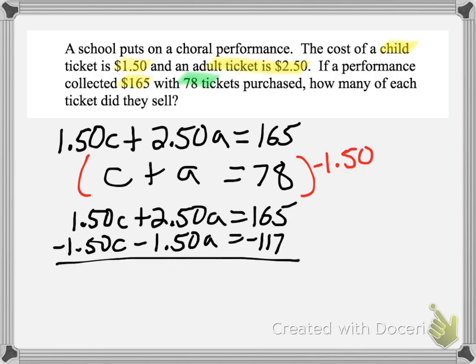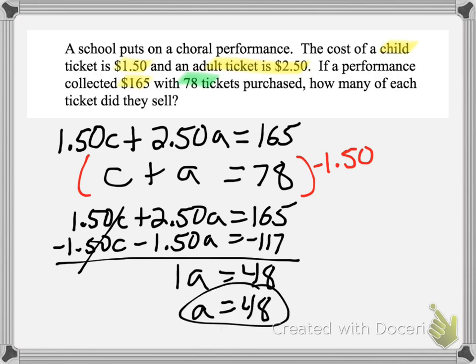Well, now I have my opposites. Those cancel. 2.50 minus 1.50 would just give me $1. And 165 minus 117, which would give me 48. So in this case, A is equal to 48. I actually sold 48 adult tickets. So now I have to find my child's ticket. Again, I would suggest using that bottom equation.